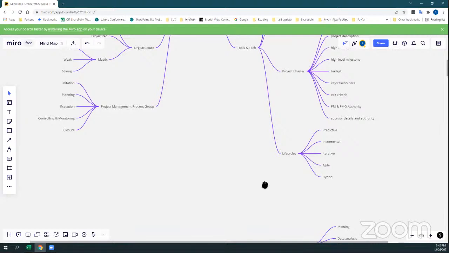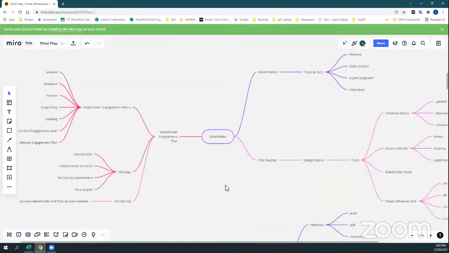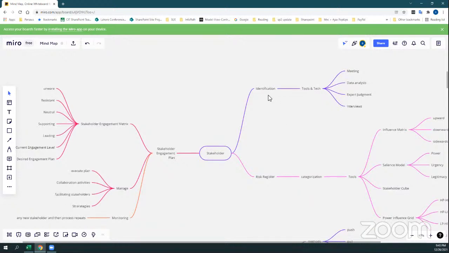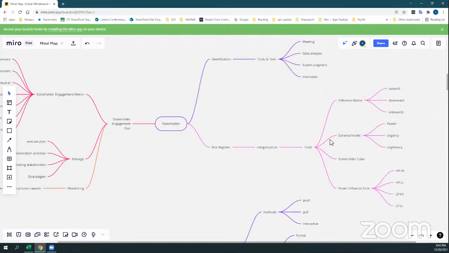After that, we have the stakeholder module, where we do the identification. Tools and techniques used in this one are meetings, data analysis, expert judgment, interviews, surveys, feedback, and the lessons register. All of these are being used. The output will be the stakeholder register, where we do the categorization using the tools. We have the influence matrix, where we can define upward, downward, and sideward based on the authorization and reporting structure.